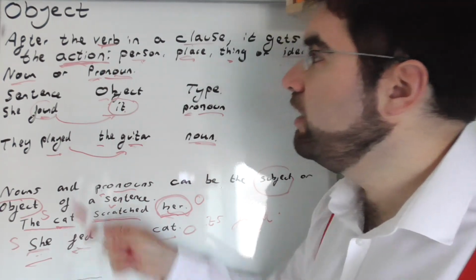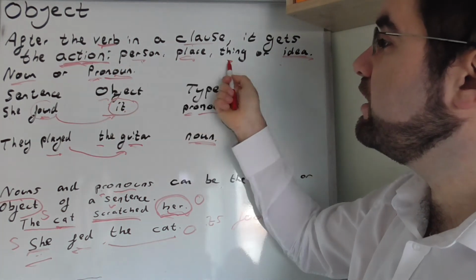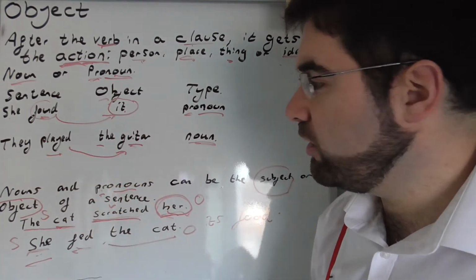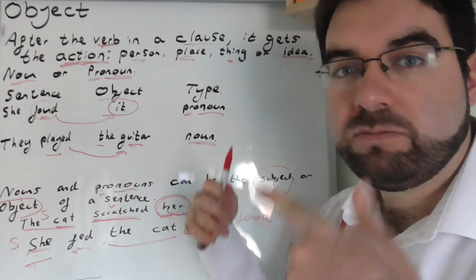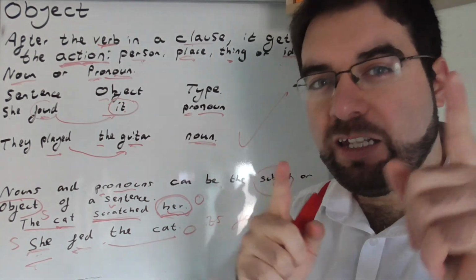So the object, after the verb, receives the action. Person, place, thing or idea. She found it. They played the guitar. The cat scratched her. She fed the cat. Very nice. Let's keep going.